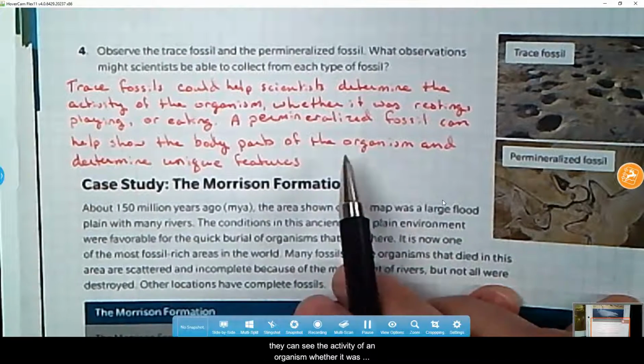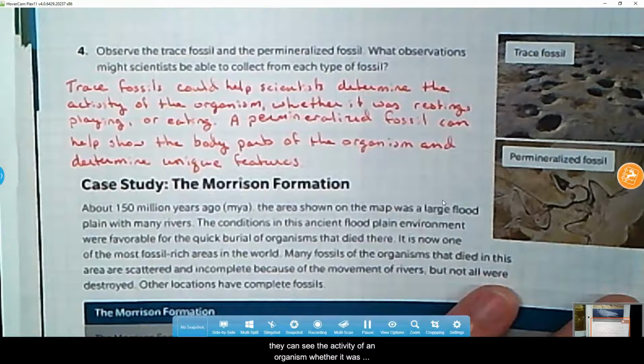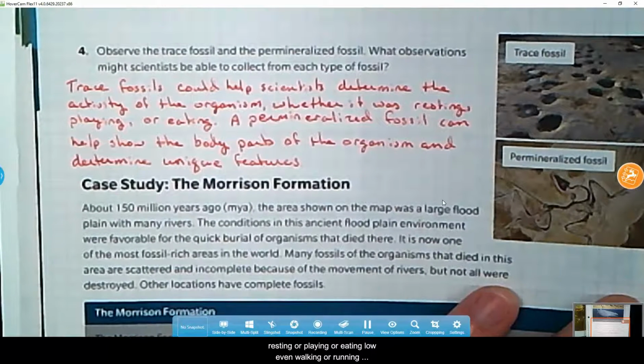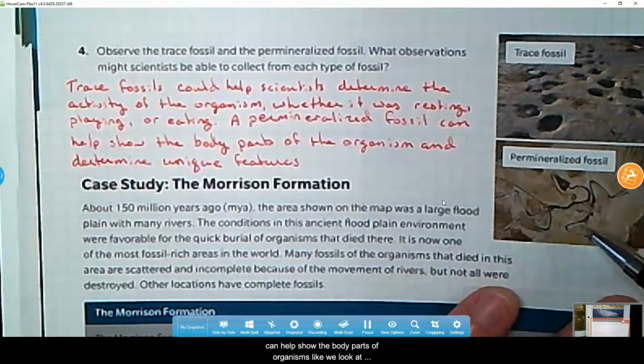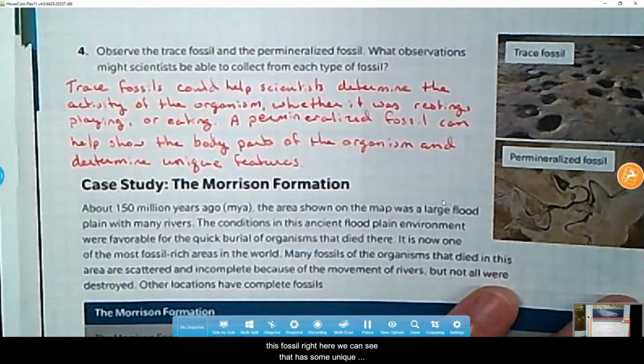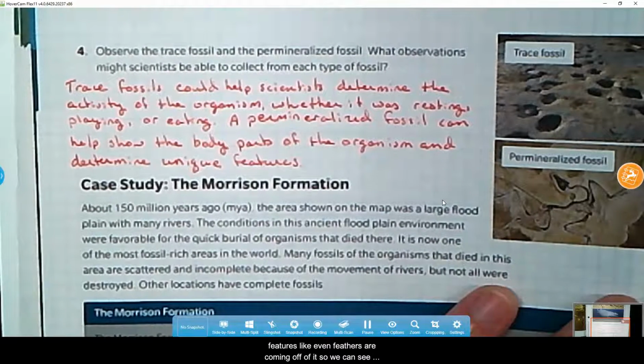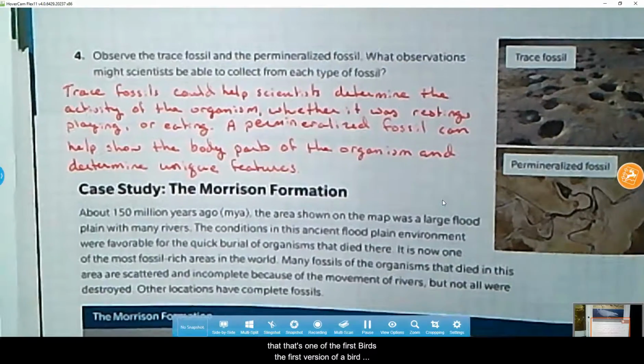These permineralized fossils can help show the body parts of organisms and determine some of the unique features. Like if we look at this fossil right here, we can see that it had some unique features, even feathers that are coming off of it. So we can see that that might be one of the first birds that we can think about, and this was maybe one of them right here.